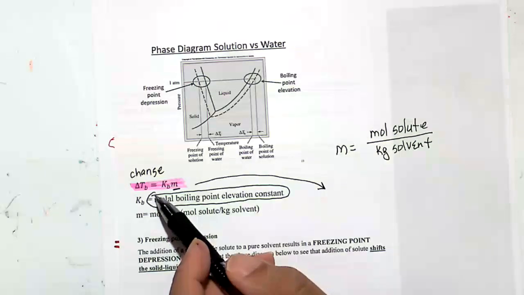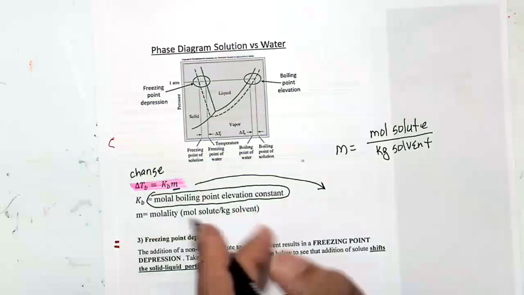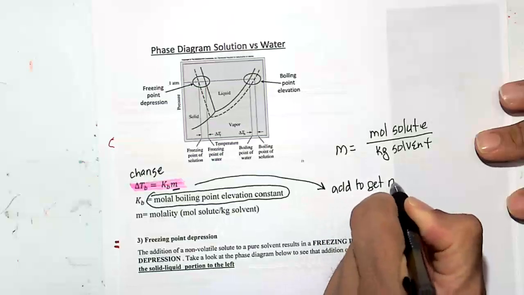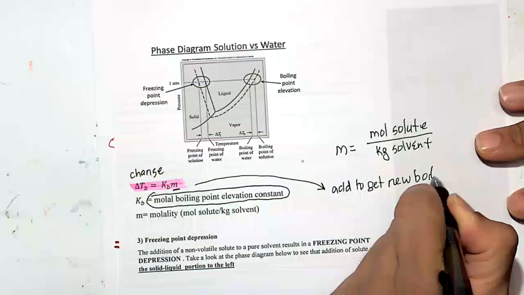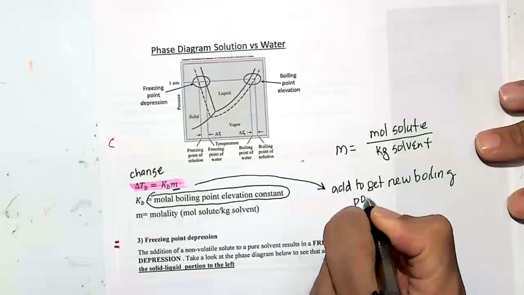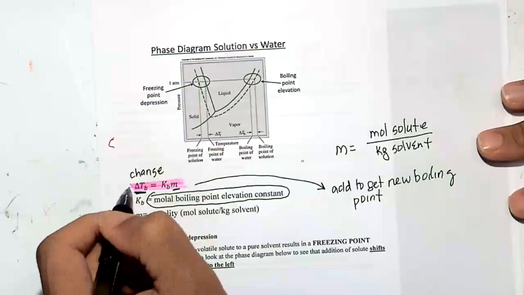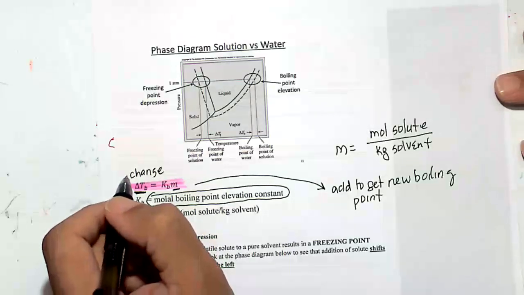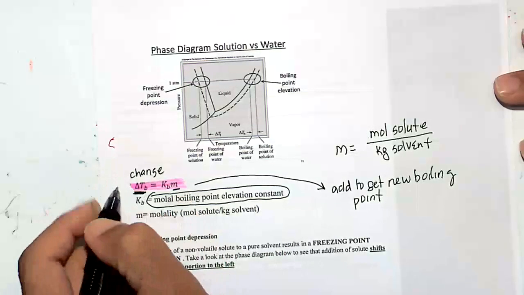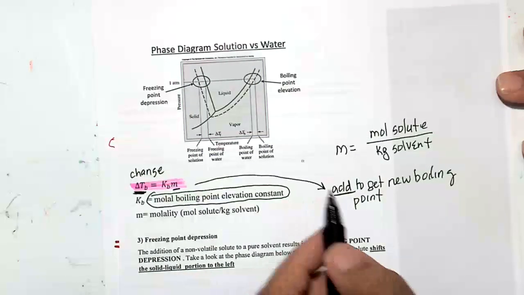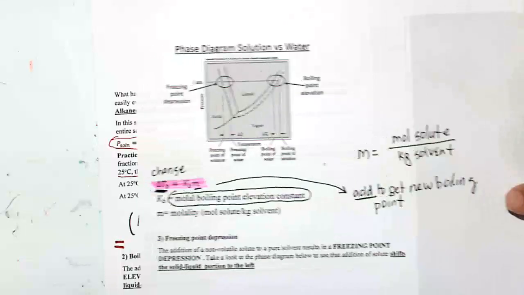So what do you need to do once you calculate this? What's the new boiling point? You'll add it, right? Once you calculate this, is this the answer? No. Kind of like Casey's thing with the vapor pressure, what will you do to get the final boiling point? Add. Okay, what about freezing point?